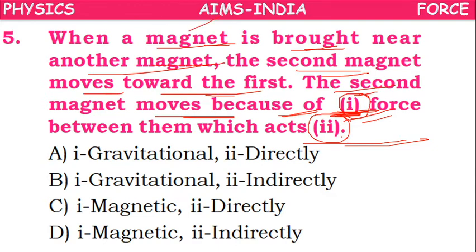So the second magnet moves towards the first magnet. Because of what force, children? Because of magnetic force, because both are magnets. So because of magnetic force, the second one moves towards the first one. Is it a direct force or indirect force? It's an indirect force, because without contact, magnetic force will work. It's a force at a distance. So D option is the correct answer.